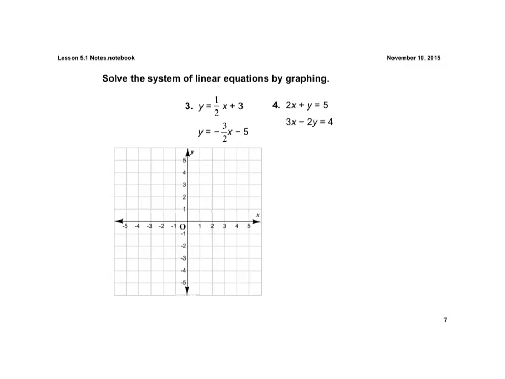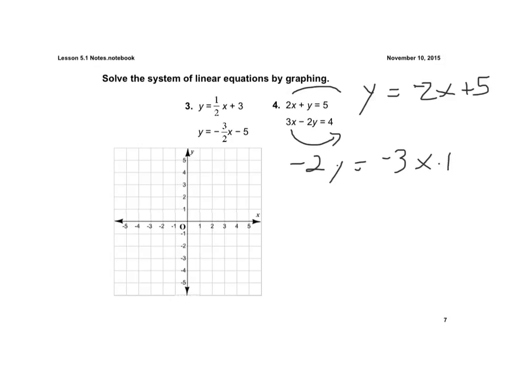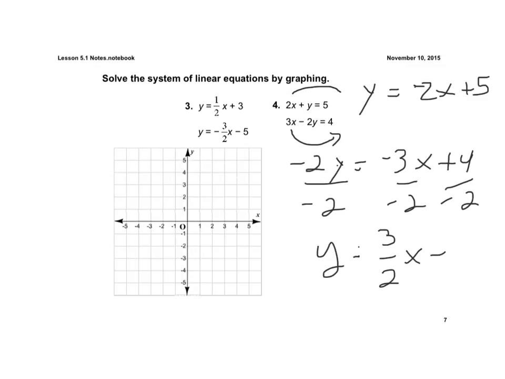Now, if we take a look at the last example here, because these are given to us in standard form, I could graph them by using x and y intercepts, or I could put them in slope-intercept form. And I'm going to put it in slope-intercept form. y is equal to -2x plus 5. And then here I'm going to move that over, so that gives me -2y equals -3x plus 4. And now I'm going to divide both sides, or every term, by -2. That gives me y is equal to a positive 3/2 times x minus 2.